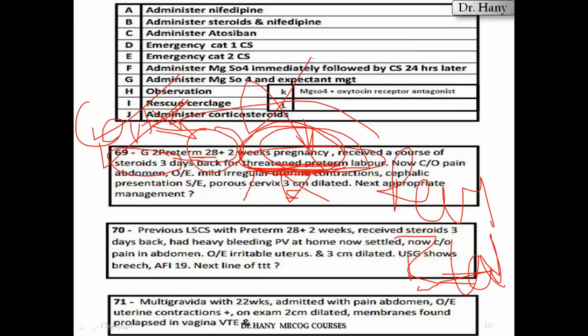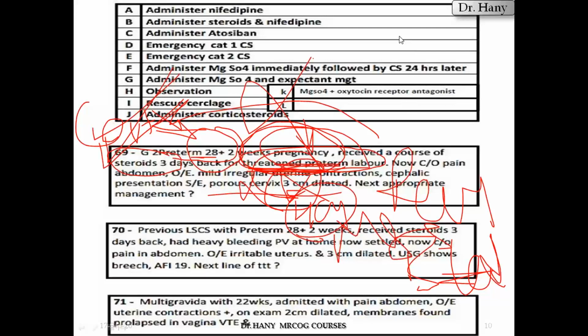I will not offer magnesium sulfate for a woman with 3 centimeters. Why? She is not an established preterm labor. Tocolysis, she already took tocolysis. Corticosteroid, already took corticosteroid. Either she stays on tocolysis or I will wait and see. If she came at 4 centimeters, we'll offer magnesium sulfate.